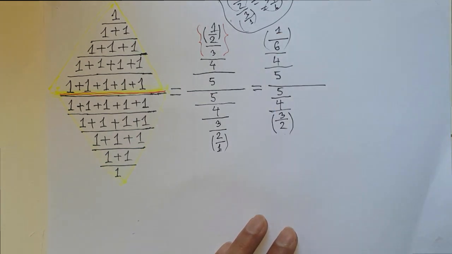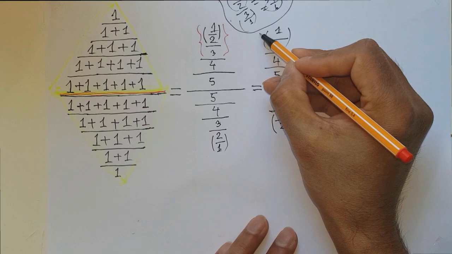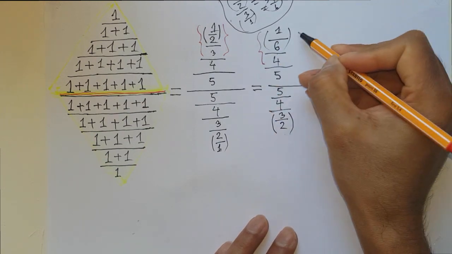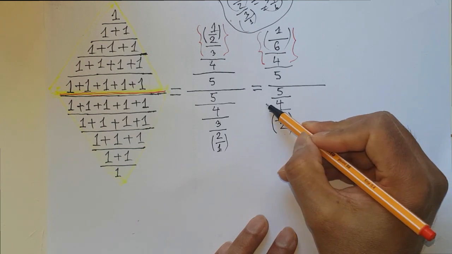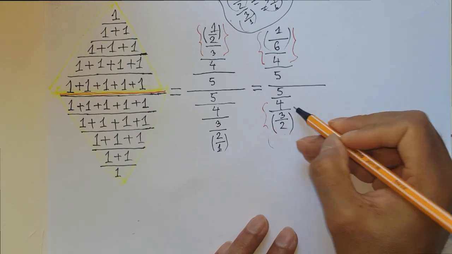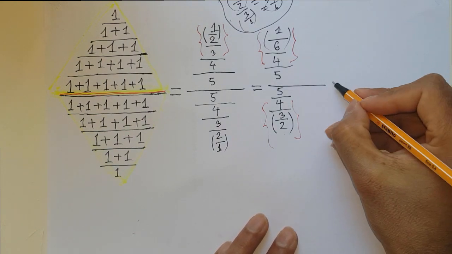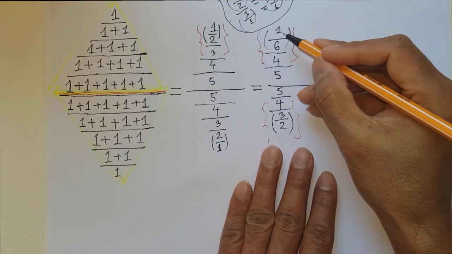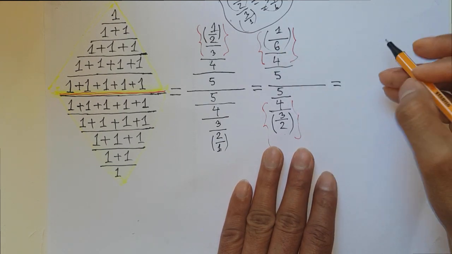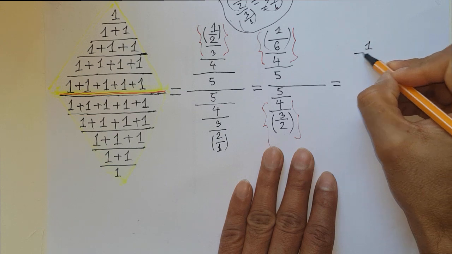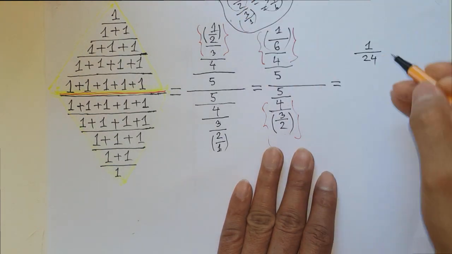Now in this case we have to consider 1 over 6 is the numerator and 4 is the denominator. Only this part will calculate. And in this case 4 is the numerator and 3 over 2 is the denominator. So what happened in the upper part, 1 over 6 divided by 4, that means 1 over 24. You can calculate according to this way.